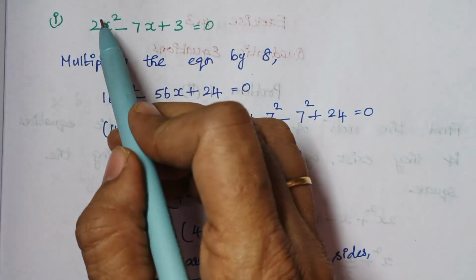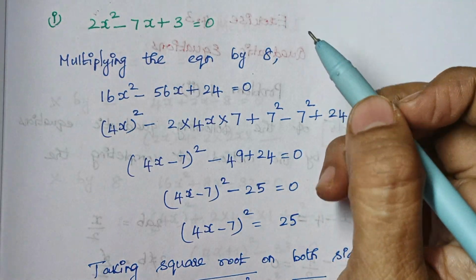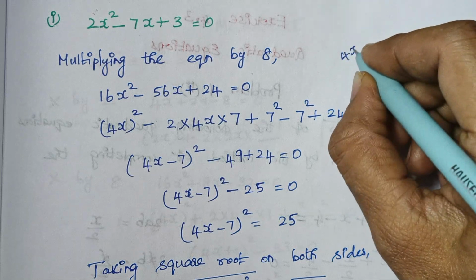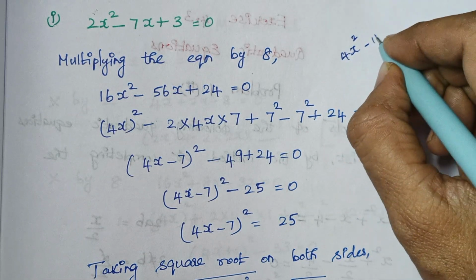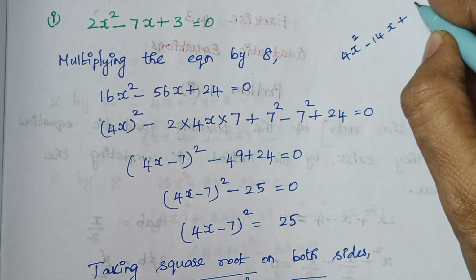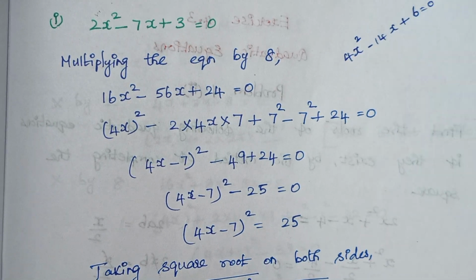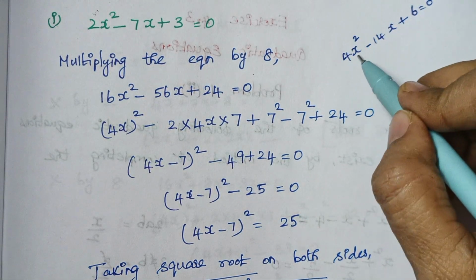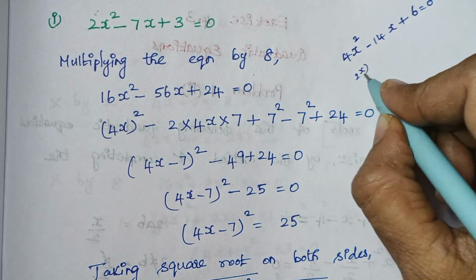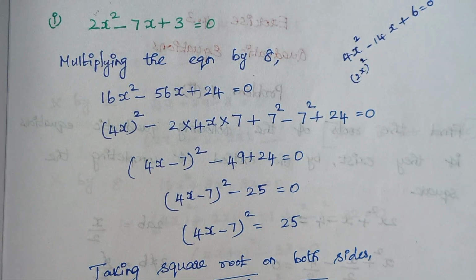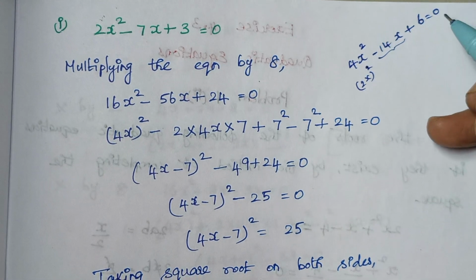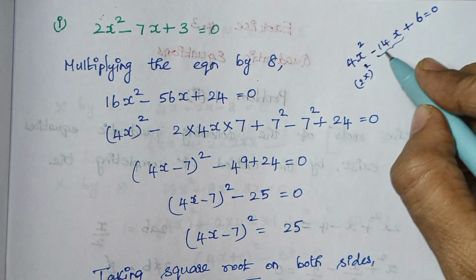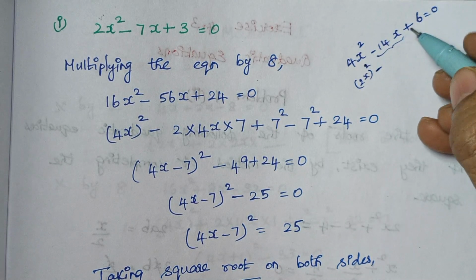Suppose I multiply this equation by 2, that is, wait, let me show you. When I multiply this entire equation by 2, what happens? Here it is 4x square minus 14x plus 6 equal to 0. Now, you see, in the place of a square, I have 4x square. Therefore, this 4x square can be written as 2x the whole square. And this term stands for 2ab. So I have to write this as 2ab.